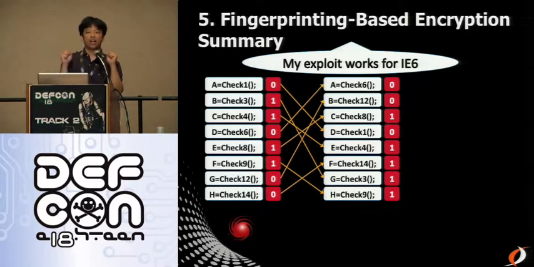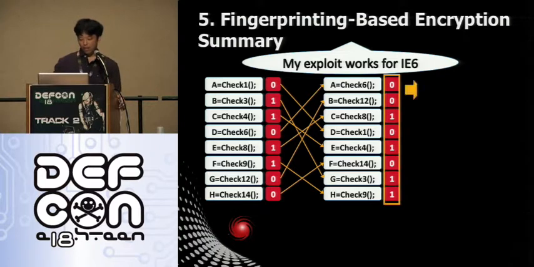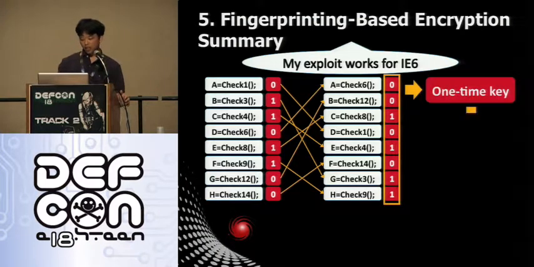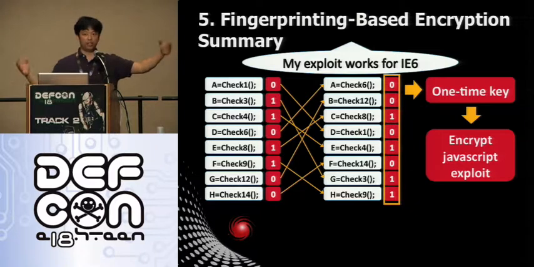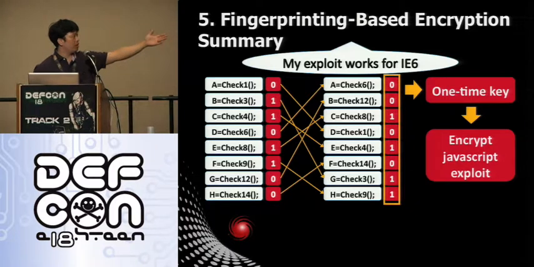So it's not like IE6 always has the same key, right? Because of this randomization. And so we'll use this as the one-time key, and we'll use server-side script, which in case Metasploit is in Ruby, to encrypt the JavaScript using that key.